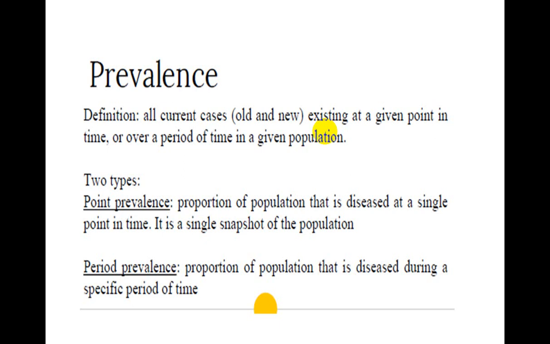Although a cross-sectional study provides information about disease prevalence, it provides very little information about the natural history of disease or about the rate of occurrence of new cases, incidence. Prevalence is defined as all current cases, old and new, existing at a given point or over a period of time in a given population. There are two types of prevalence: point prevalence and period prevalence.